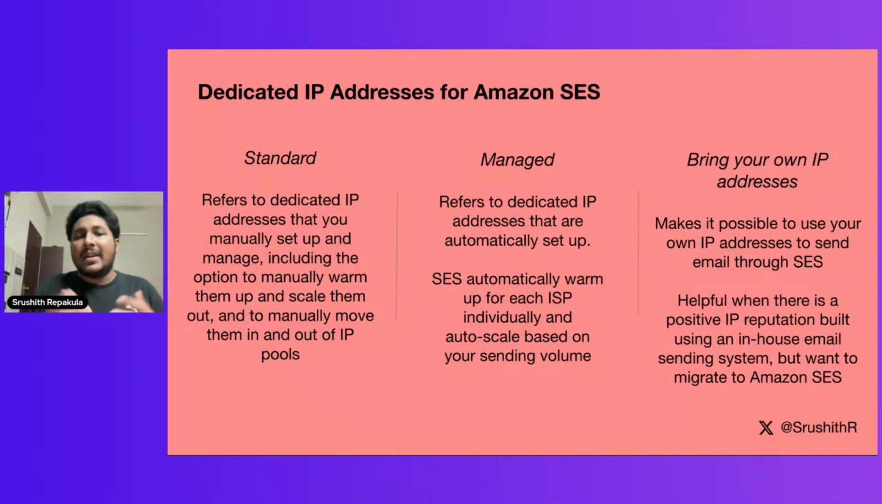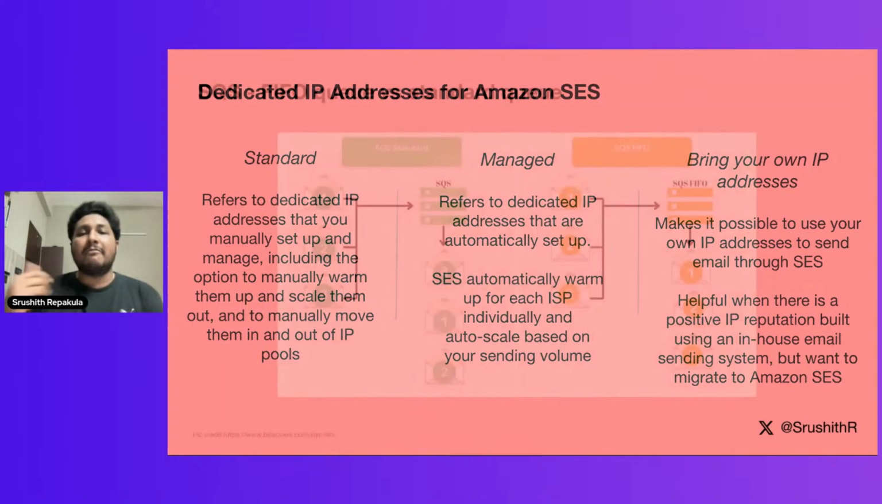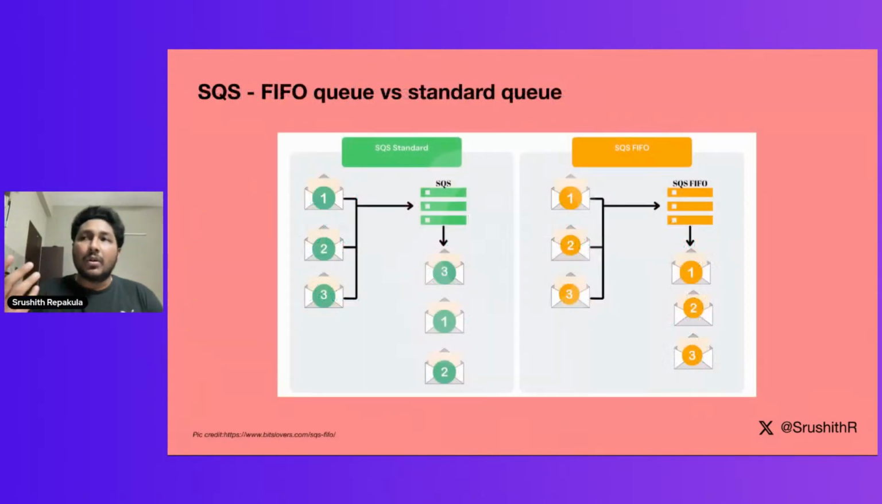So what we have done is we chose the managed service so that the IP addresses are automatically managed by AWS and we don't have to worry about it. This way, we have managed to keep our IP addresses clean and safe from other consumers. The second problem that I talked about is the architectural decision between SQS's FIFO queue and the standard queue, right?